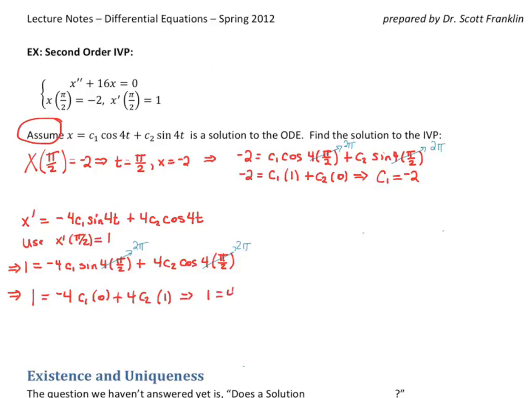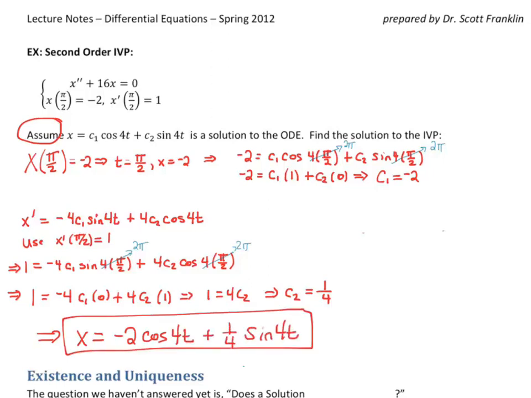So 1 is equal to 4c2, so c2 is 1/4. Plug that into your original solution, and you have x is equal to negative 2 cosine of 4t plus 1/4 sine of 4t. That is the solution to that second order initial value problem.